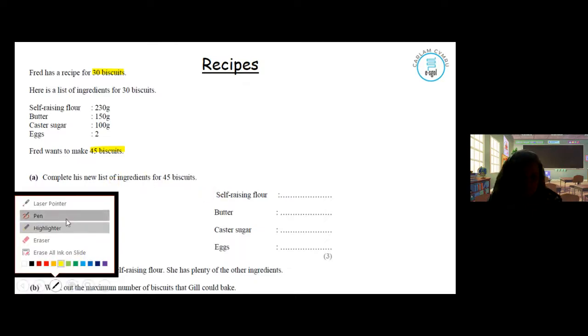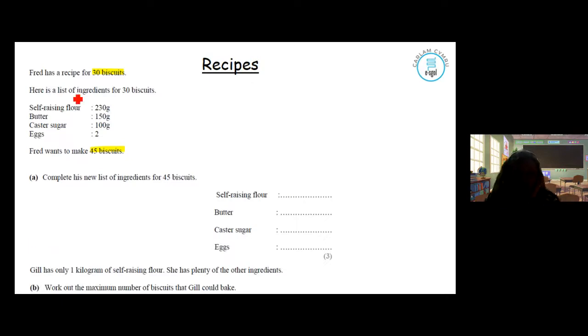Okay, so this is similar to how we've already started. So we knew that this was 30 biscuits, what was given here, and we need to get to 45. So if I compare 30 to 45, I have to add 15. So how can I get 15 from 30 biscuits? I need to half. Okay, so what I'm going to do, I'm going to half the values to work out what the recipe would be for 15 biscuits.